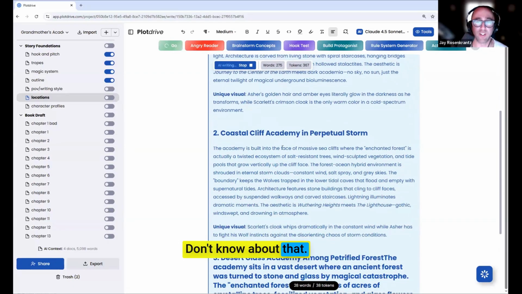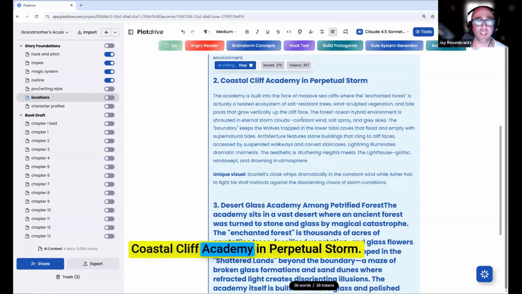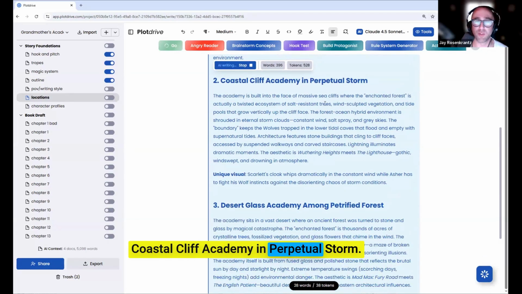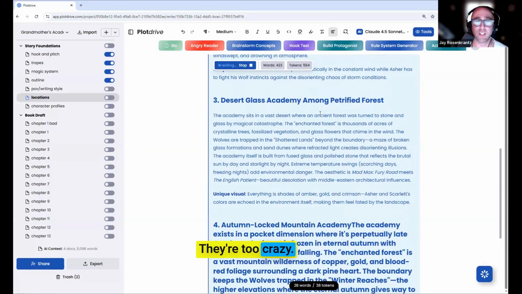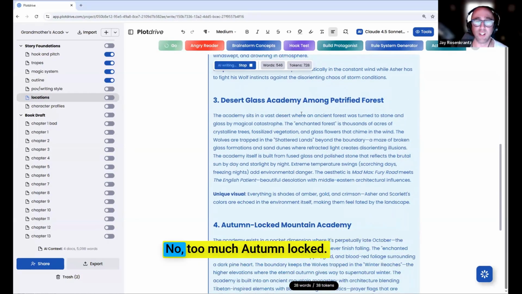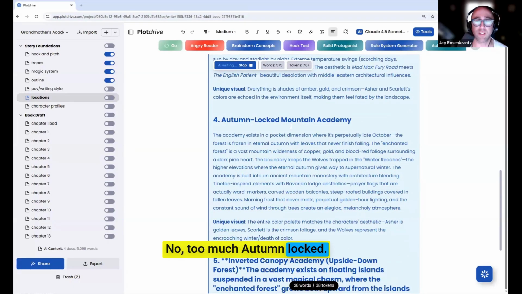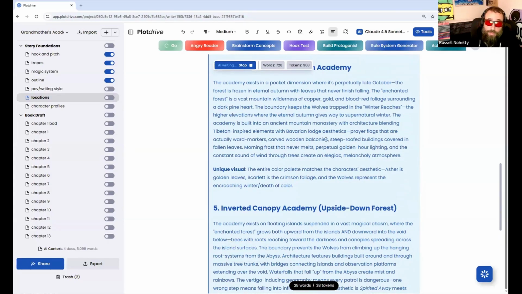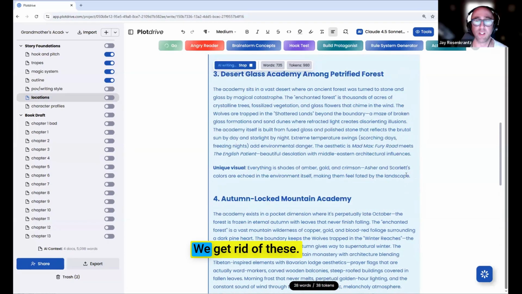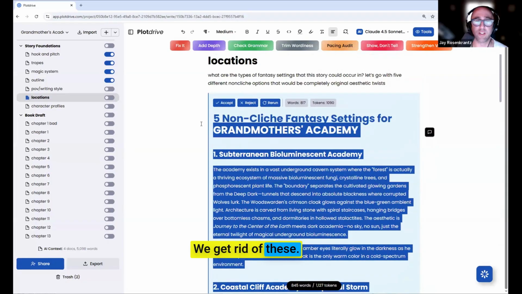I don't know about that. Coastal Cliff Academy in Perpetual Storm. A bit too crazy. No, too much. Autumn Locked. That's interesting. An Autumn Locked Mountain Academy. Sure, I like that one. Let me get rid of these.